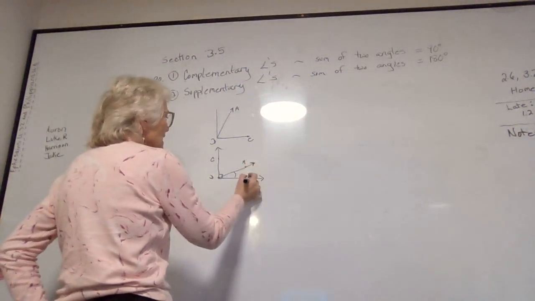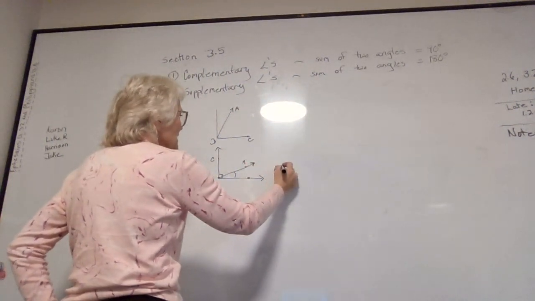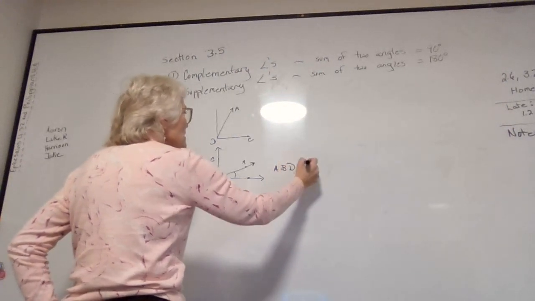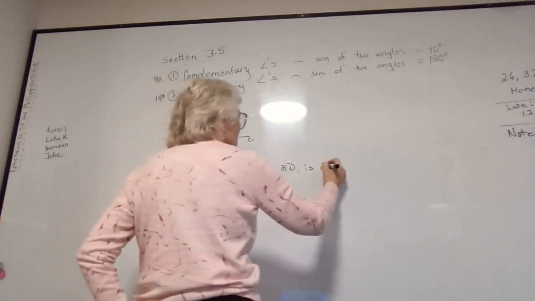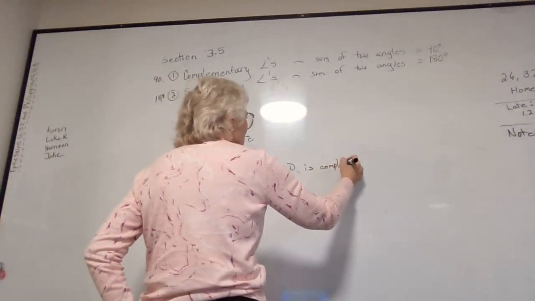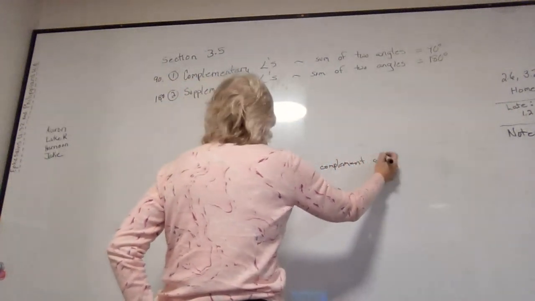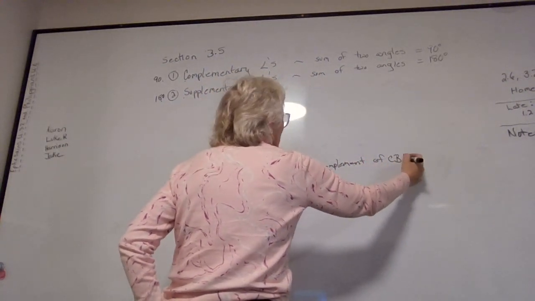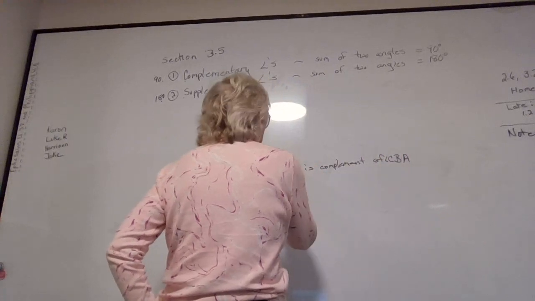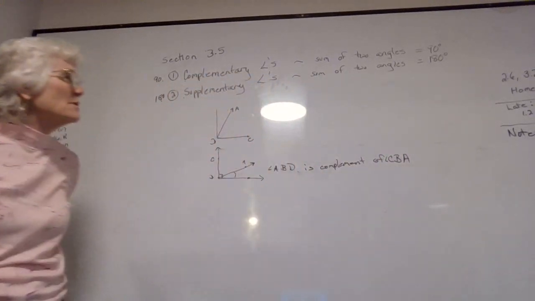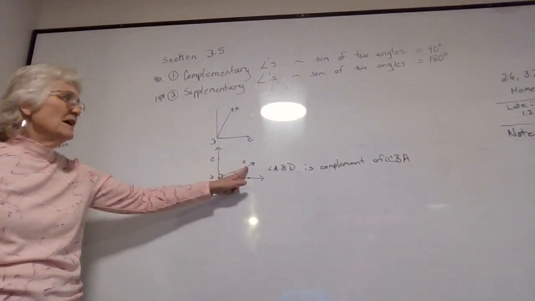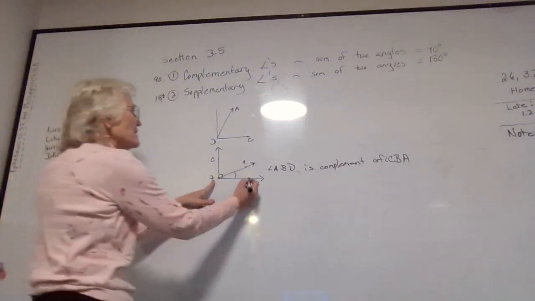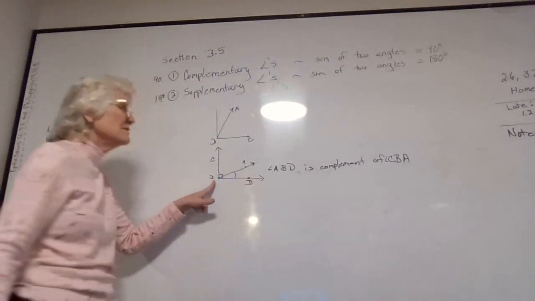So this angle A, B, D, whoops, is complement of, this is very obvious, but you have to write it down, angle ABD is the complement of angle CBA. Okay, I didn't write the D here, it makes a difference.